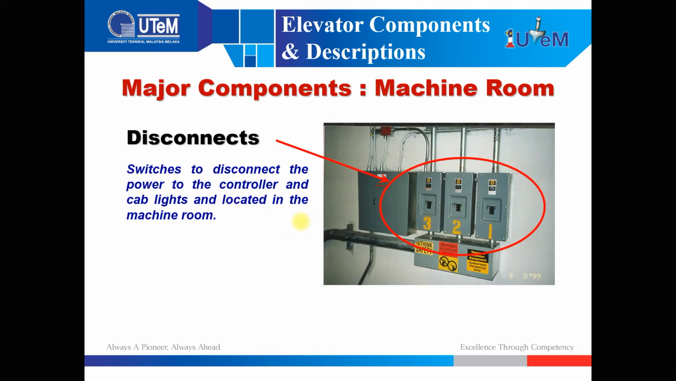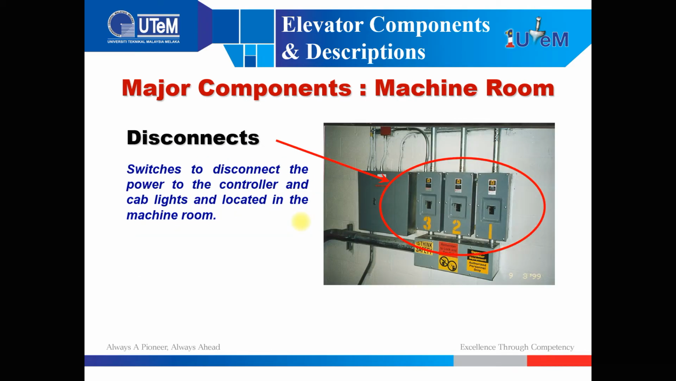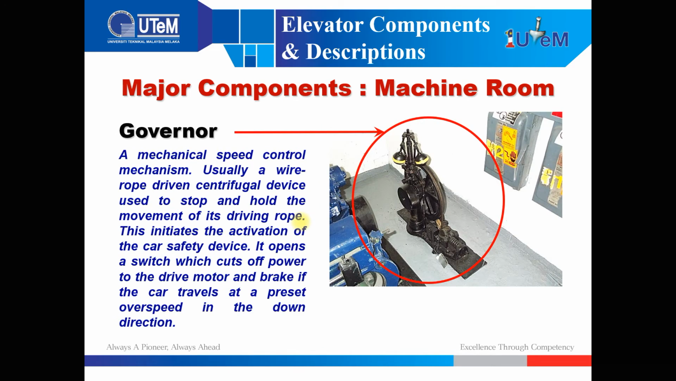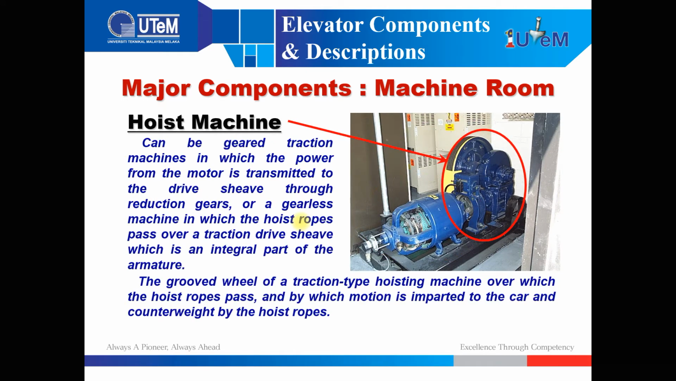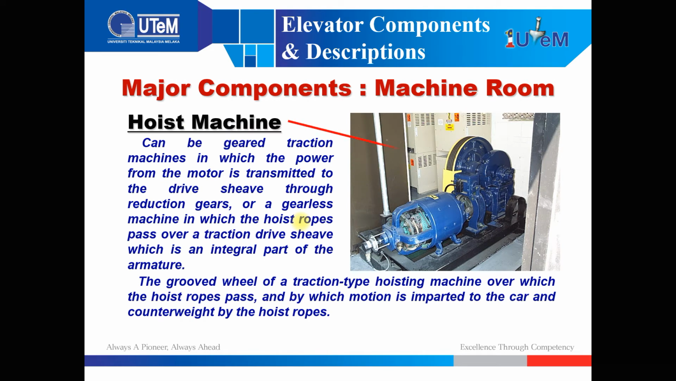Okay, disconnect. This is a switch to disconnect the power to the controller and cab light, and it is located in the machine room. Okay, so in the machine room there is a disconnect switch, a controller, a governor, a generator, a motor, a hoist machine. Okay, so that is what is in the machine room.